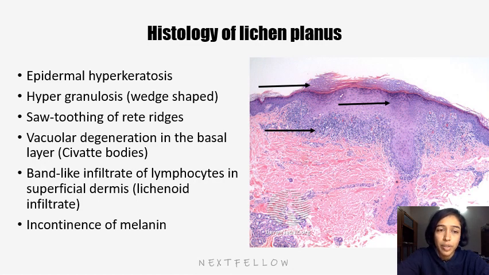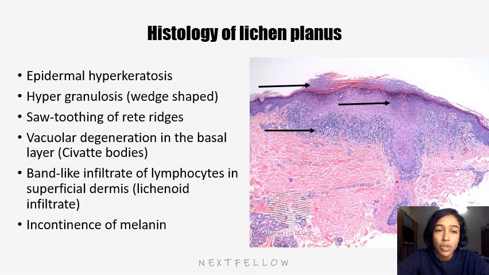At the dermoepidermal junction, that means between the epidermis and the dermis, there is a band-like infiltrate of lymphocytes, the bluish band which you can see. These are there, so that's in the superficial dermis. And this is called a lichenoid infiltrate. This is characteristic of lichen planus and other lichenoid skin conditions. This band-like infiltrate of lymphocytes, because they're basophilic, is called a lichenoid infiltrate.